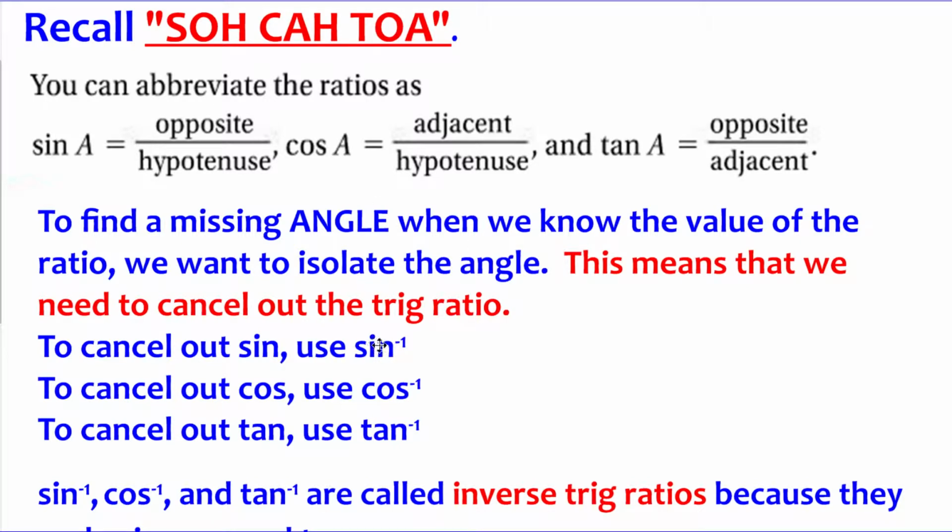And so we have these things called inverse trig ratios, which, if you notice, is really just the same thing. To cancel out a sine, I'm going to use the sine with a little -1 next to it. That means inverse sine, or inverse cosine, or inverse tangent.